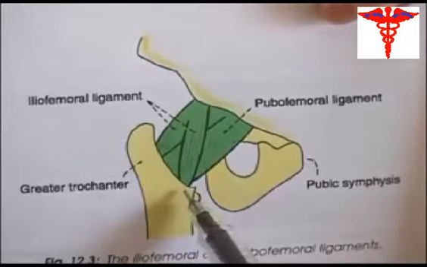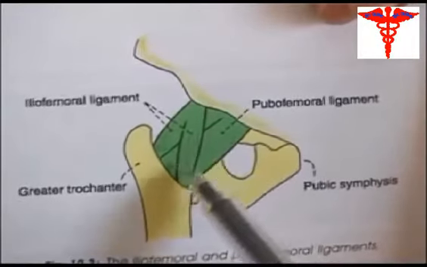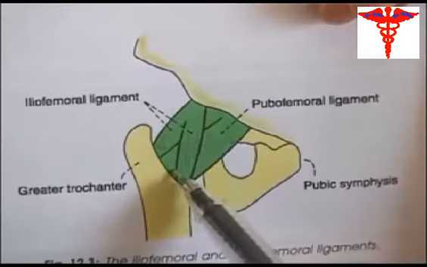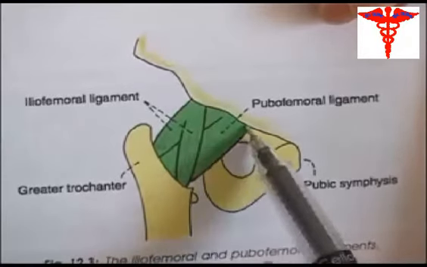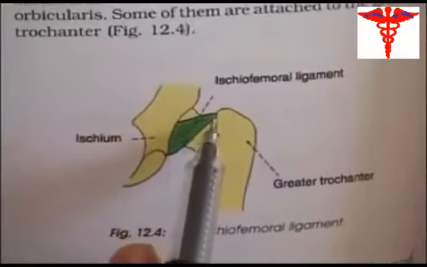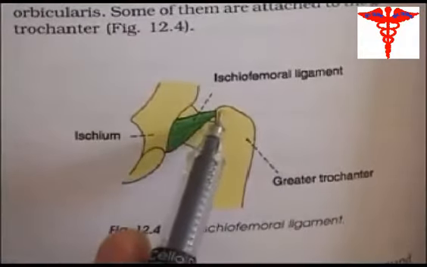Also seen is the pubofemoral ligament going medially and arising from the body of the pubis to the femur. Also, in relation to the hip joint is the ischiofemoral ligament from the body of the ischium to the acetabulum.